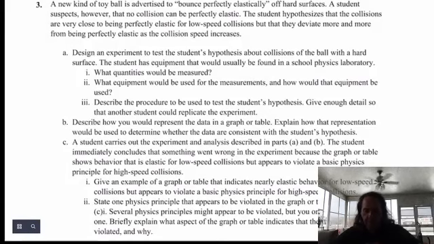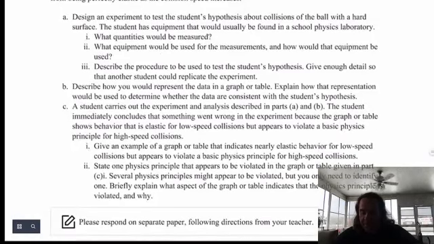So the new toy ball is advertised to bounce perfectly elastically off hard surfaces. The student suspects, however, that no collision can be perfectly elastic. The student hypothesizes that the collision is very close to being perfectly elastic for low-speed collisions, but that they deviate more and more from being perfectly elastic. Design an experiment to test the student's hypothesis about collisions of the ball with a hard surface.